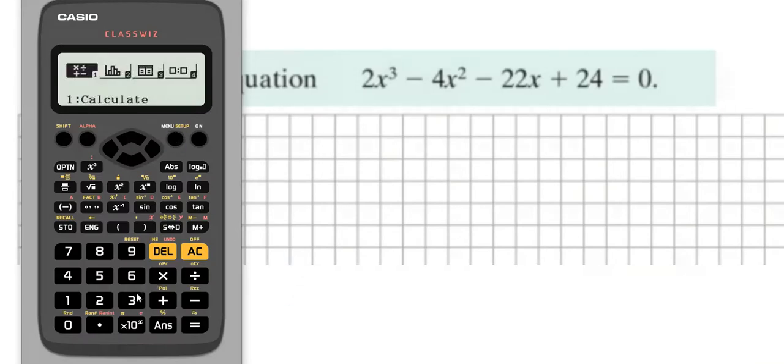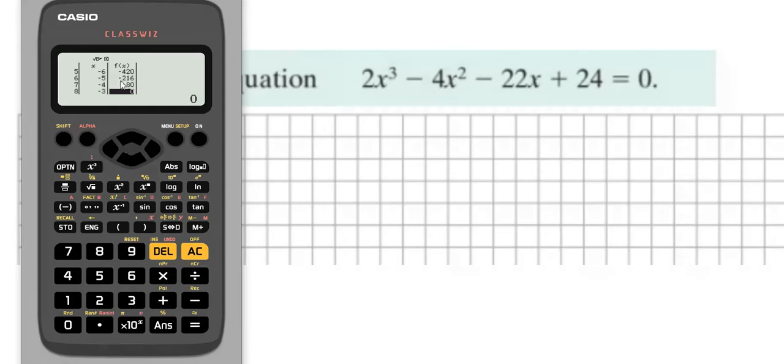You go mode, table function, and you enter your equation like so: 2x cubed, minus 4x squared, minus 22x, plus 24, okay? Now, I'm going to start at minus 10 and go all the way up to plus 10. And what am I actually looking for, lads? I'm looking for any y value that equals 0. You cool with that?